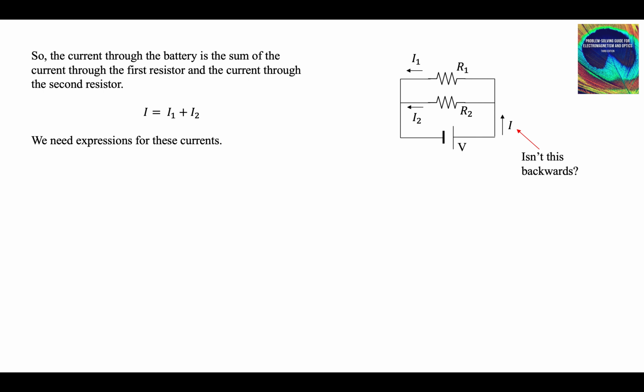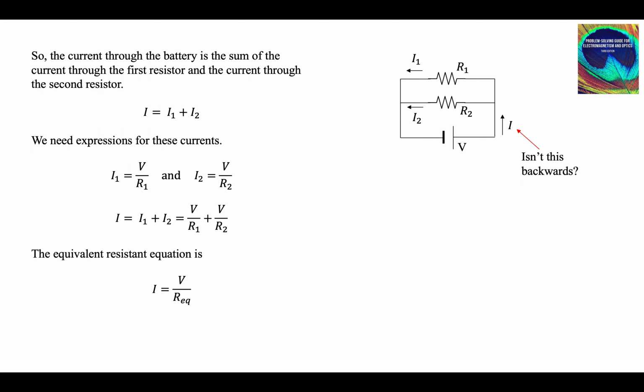Back to the problem. We need expressions for these currents, and we can use V is equal to IR. I1 is V over R1. I2 is V over R2. That's just V is equal to IR. We can add up the currents to get the total current through the battery. And we can use the equivalent resistance equation. I is the voltage of the battery divided by the equivalent resistance. Substitute that in right here and cancel out the V's. And we get this expression.